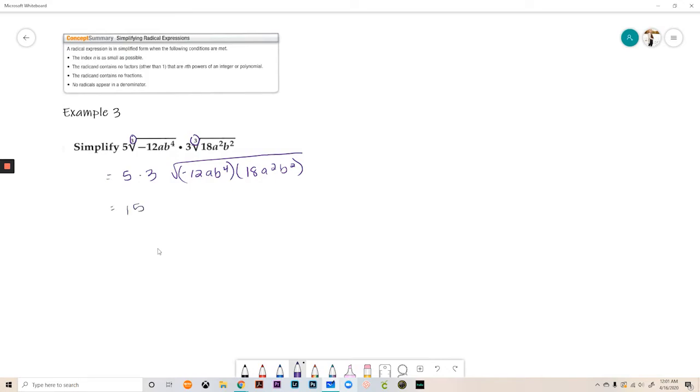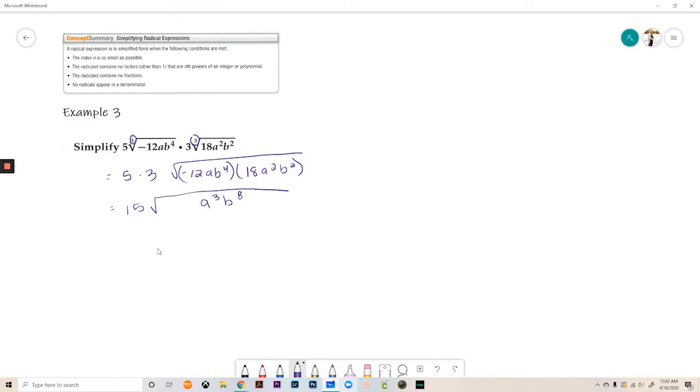So this is going to be 15 times the cube root of negative 12 times 18, and I don't know if I want to multiply that out right now because I'm going to end up breaking it down anyway. Okay, let's come back to that. So we'll have a to the third, b to the eighth. I think maybe I will multiply this out, and then we'll break it down from there.